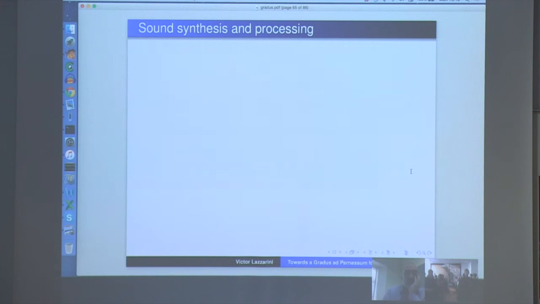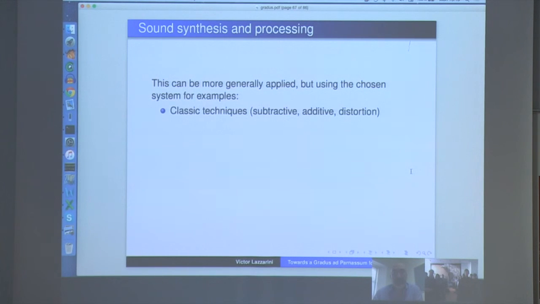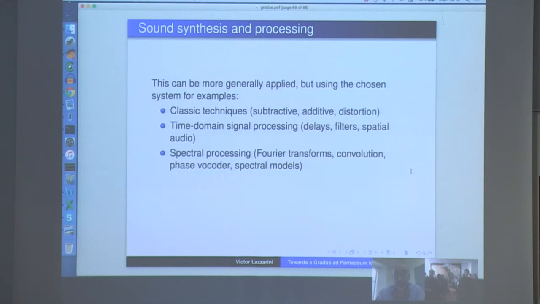And in sound synthesis and processing, we have something very generally applied, but you can also use the chosen system. So you build on the interactive aspects that you studied, and then you can start applying and looking at classic techniques of sound synthesis, such as subtractive, additive, distortion synthesis, and so on. Time domain signal processing, delays, filters, spatial audio. Spectral processing, transforms, convolution, phase vocoder, spectral models. And granular techniques and physical models. So this forms a complete set of things that can be studied under the heading of sound synthesis and processing.